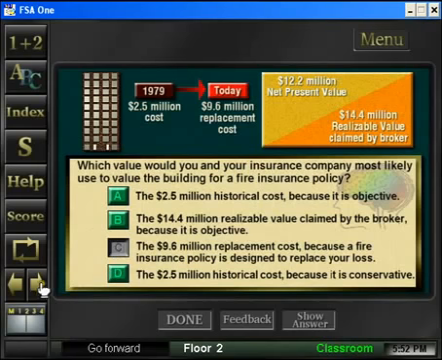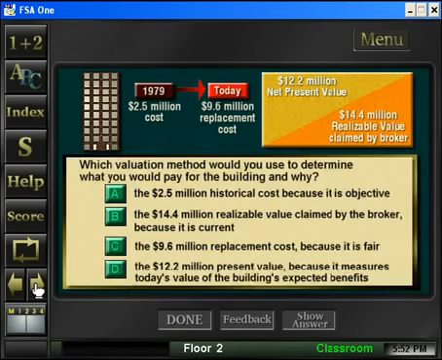You are correct. Suppose that a similar building across the street was put on the market today. Your company is interested in purchasing the building. Which valuation method would you use to determine what you would pay for the building and why?